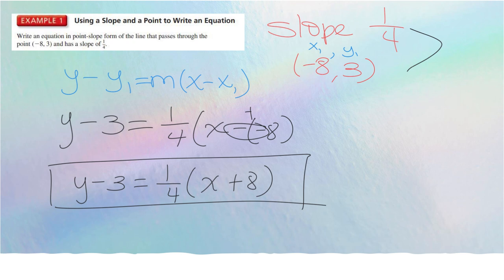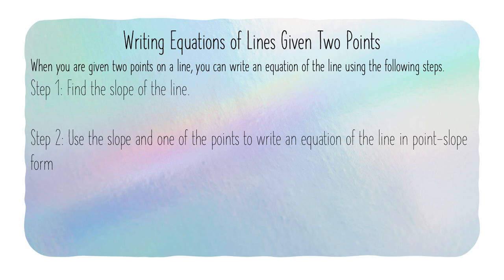What do you need, Miller? So we saw that before on the previous slide, we were given a point with the slope. Now, writing an equation, we're given 2 points. When you're given 2 points on a line, you can write an equation of the line using the following steps. Find the slope of the line. Who remembers the slope of the line? y2 minus y1 over x2 minus x1.